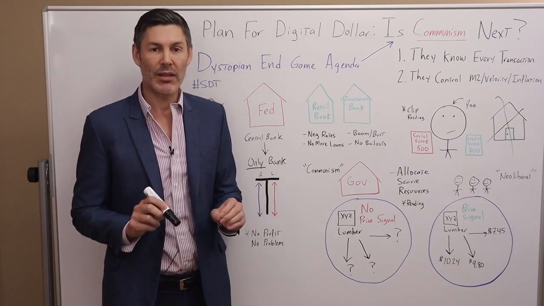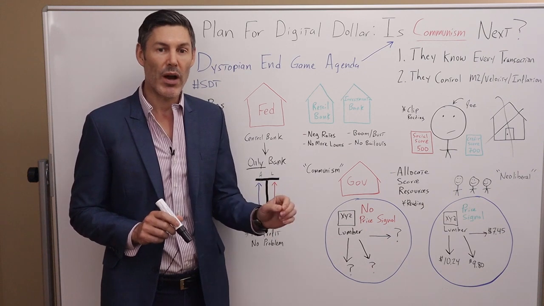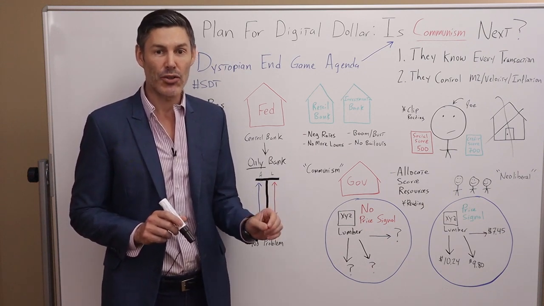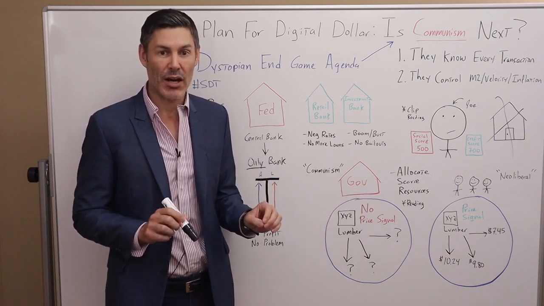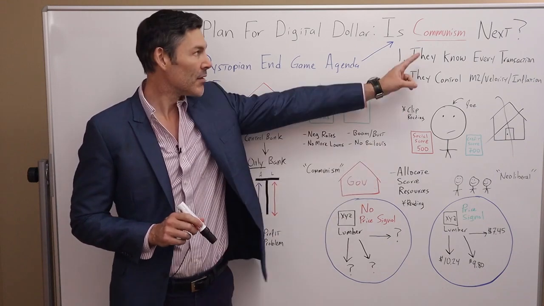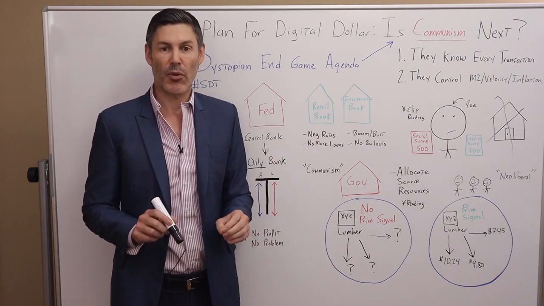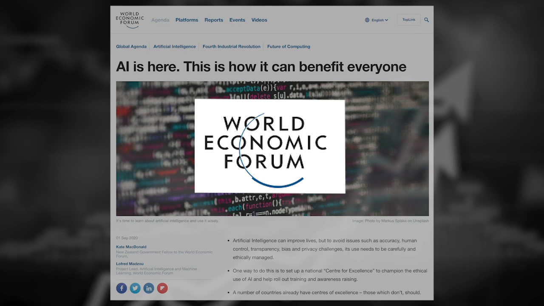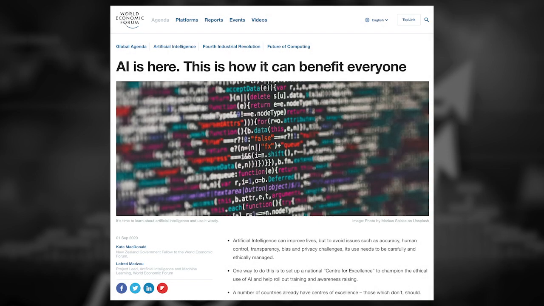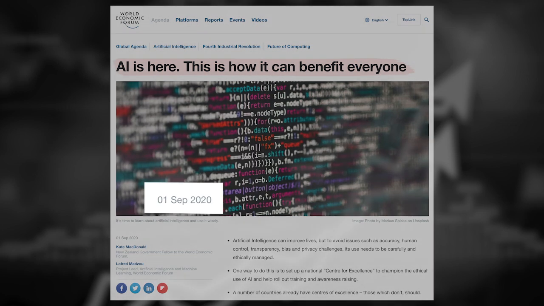And if we read between the lines, I think we might see what they think a possible solution could be that might get them to their end game agenda, which is this utopian state of communism. To explore this further, let's go right back to the internet. I'm pulling this directly from the World Economic Forum's own website. The title of this article is AI, or Artificial Intelligence, is here. This is how it can benefit everyone. And this is from September 2020.